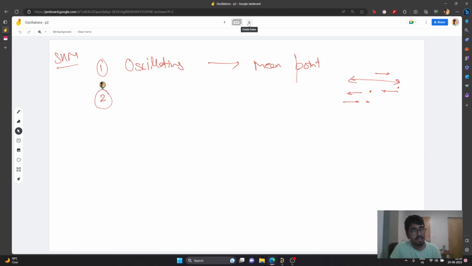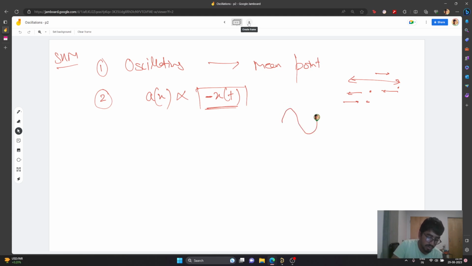But the additional condition that we are saying is that the acceleration graph, or acceleration value, must always look like the reverse of the displacement graph. So in terms of graph, we saw that it must be flipped. So if this is how x of t looks, then this is how a of t should look. And of course, these magnitudes might not be the same. That's fine.